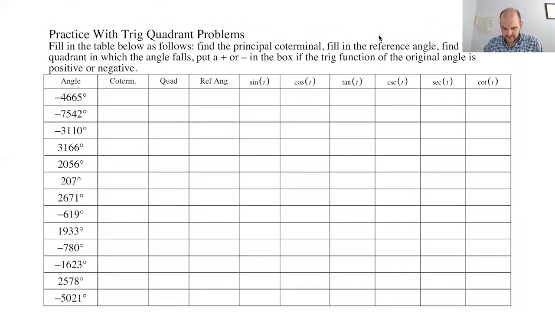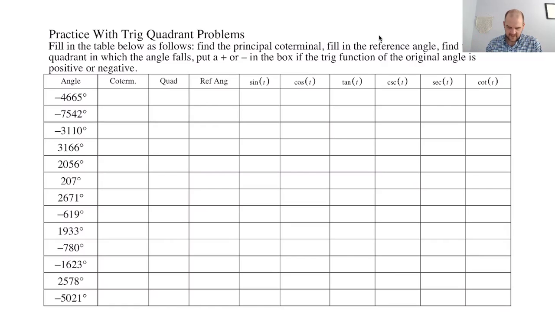Find the principal coterminal angle, fill in the reference angle, find the quadrant in which the angle falls, put a plus or minus in the box if the trig function of the original angle is positive. So it never makes sense to try to figure out if the trig functions of a reference angle are positive or negative. They're always positive. All reference angles come from quadrant 1. Everything is positive in quadrant 1. So there'd be no point.